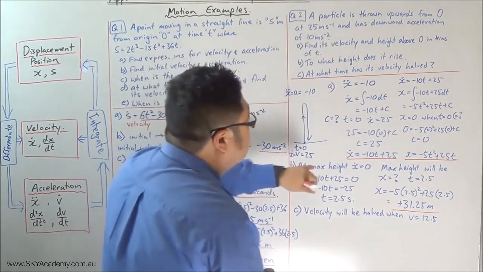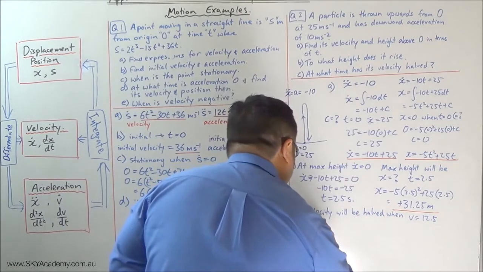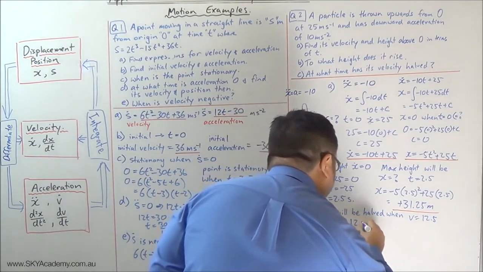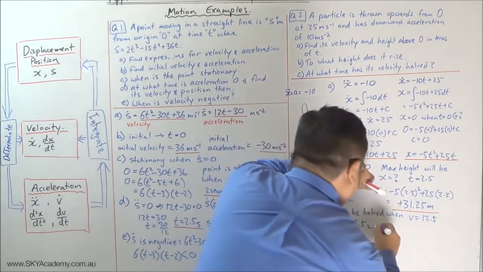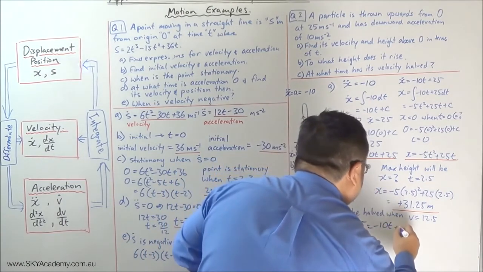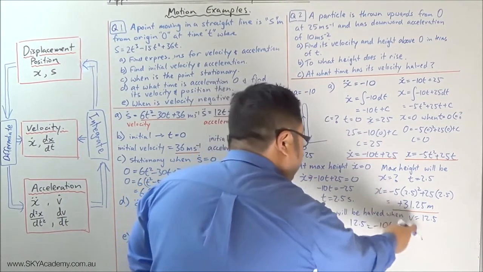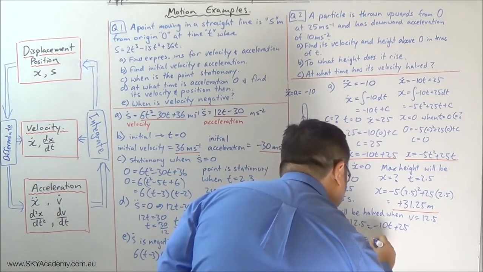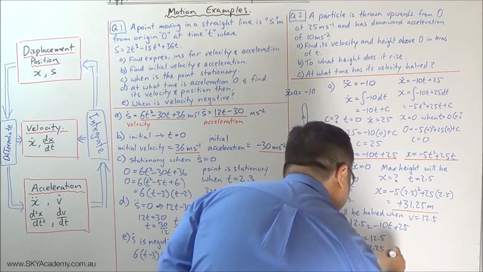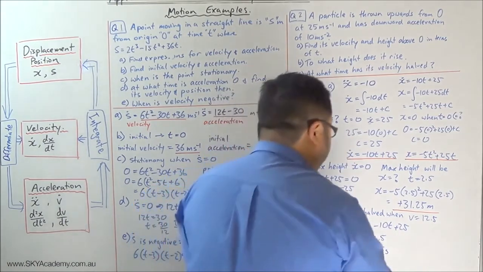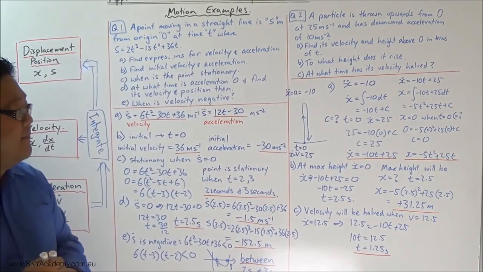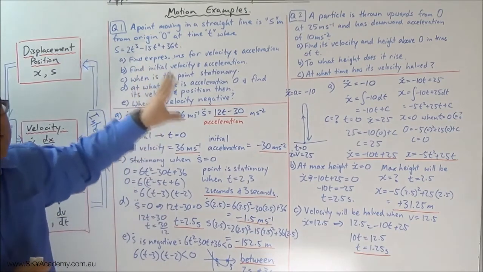So basically what we're doing is working out when x dot equals 12.5. 12.5 equals, the velocity is equal to minus 10t plus 25. Okay, bring that over to the other side. Let's have a look. So you've got 10t equals 12.5, t equals 1.25 seconds. Alright, so the velocity will have halved after 1.25 seconds.